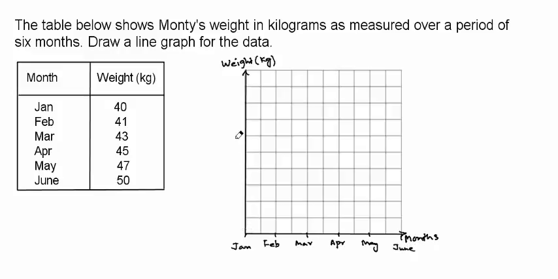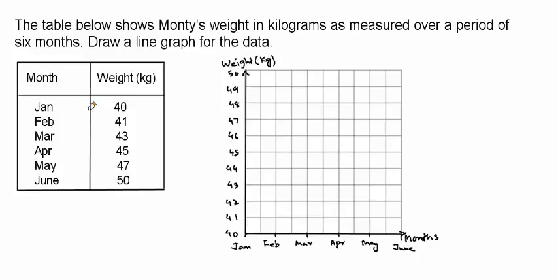On the y-axis, we could use a different range, not necessarily start from 0, because from the table, I could see that the weights vary only between 40 and 50. So I'm going to say this is 40, and then we have 41, 42, 43, 44, 45, 46, 47, 48, 49, and 50.